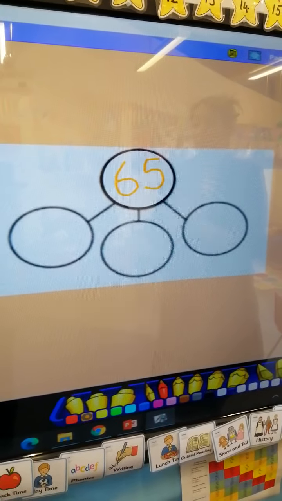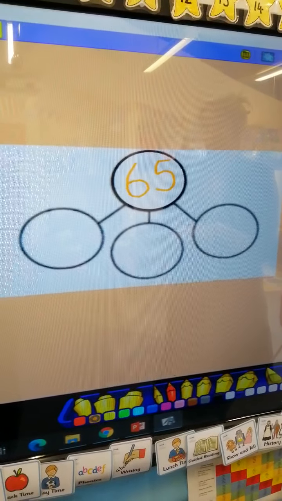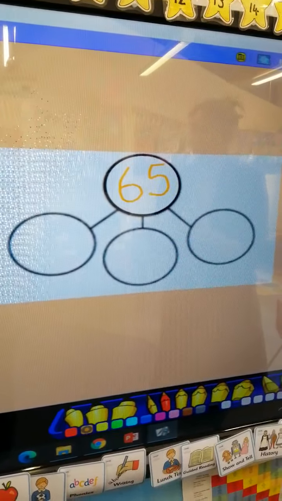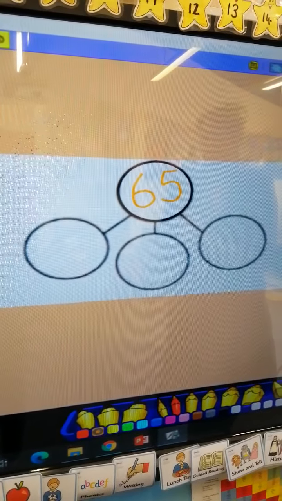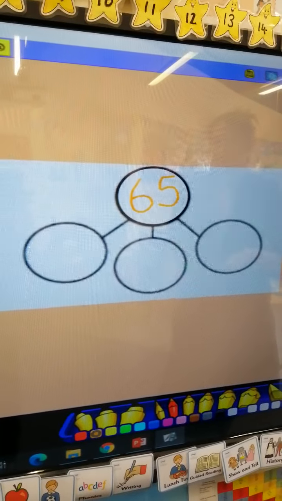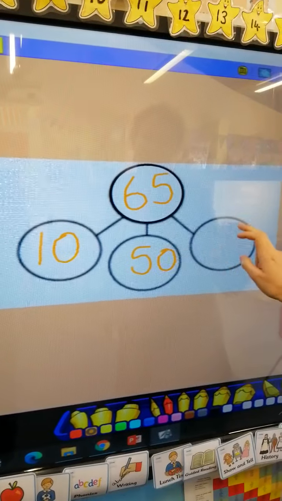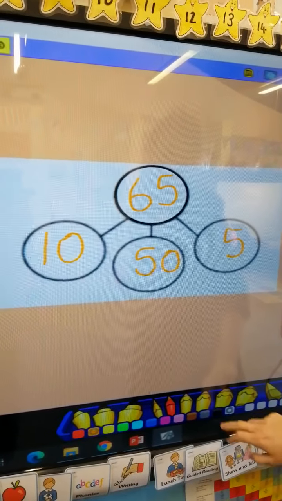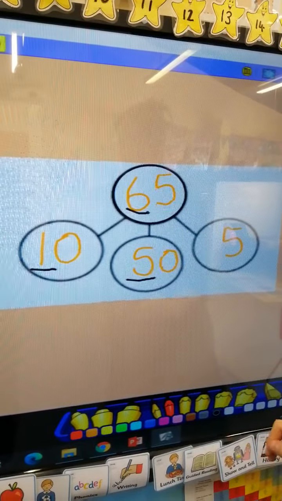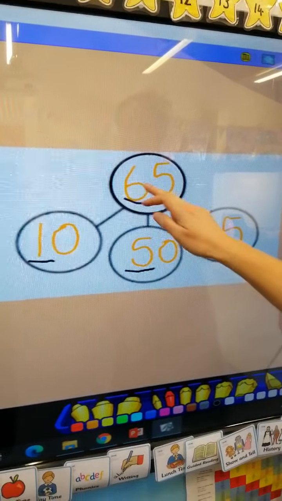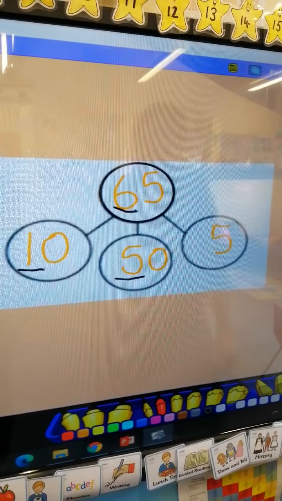You could use the facts you know about 6 to help you with 60. We know that double 3 is 6, so you might use 30 and 30 to make 60. Great. So I'm going to use 10 and 50 and 5. 1 and 5 makes 6, so 10 and 50 makes 60. Now we can't see this number as 60 because the 0 is hiding behind the 5.